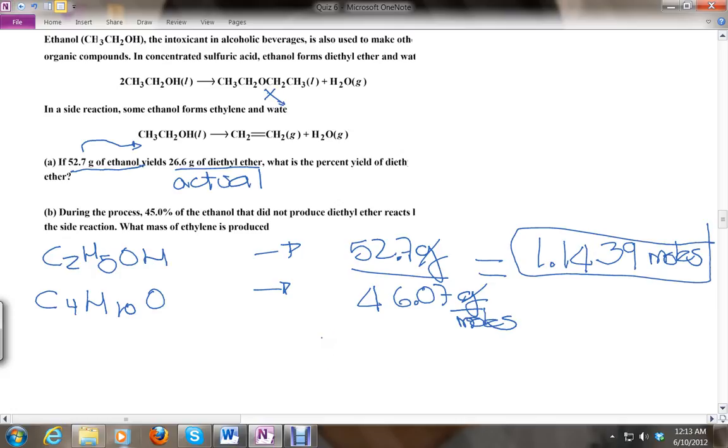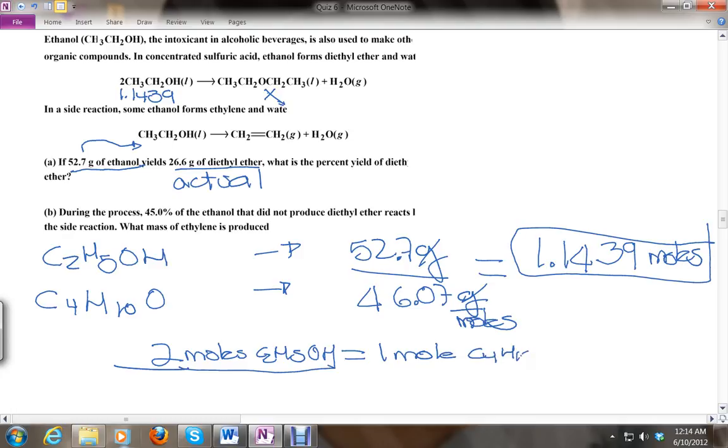So you get this. Now what are you going to determine? With these 1.1439 moles, you're going to tell me how many moles and then how many grams you're supposed to get if all the ethanol, the 52, reacts. So 2 moles of ethanol, C2H5OH, produces 1 mole of C4H10O.